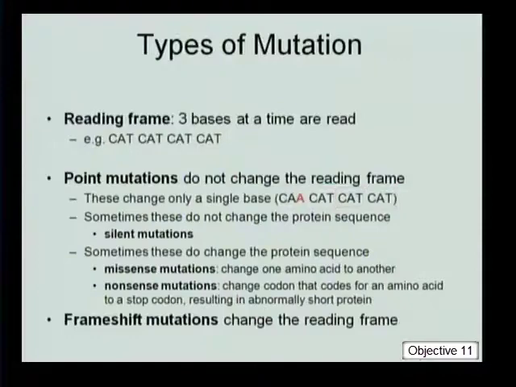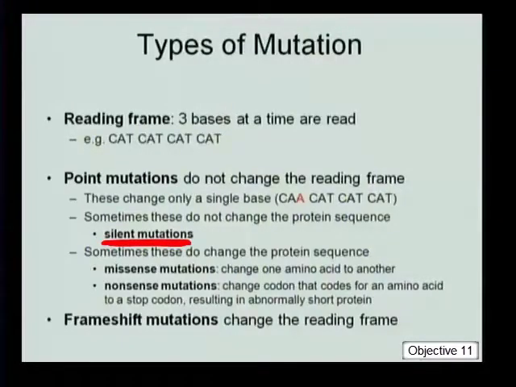If they don't change the protein sequence, in other words, if we go back to the codon table and see that CAA and CAT are codons which code for the same amino acid, then how will we ever know that that mutation took place? Because it's going to produce the same protein with the same amino acid sequence. So we call that a silent mutation.